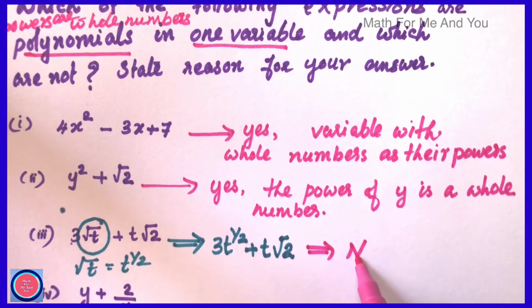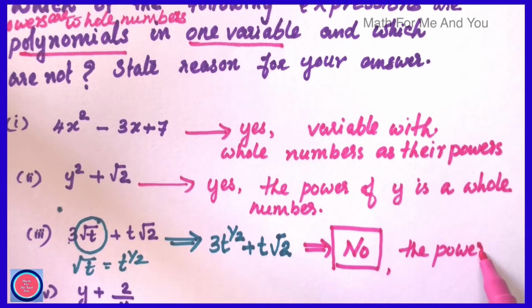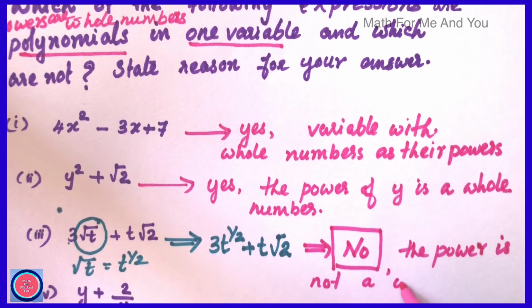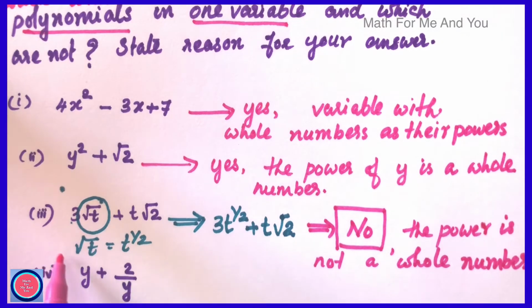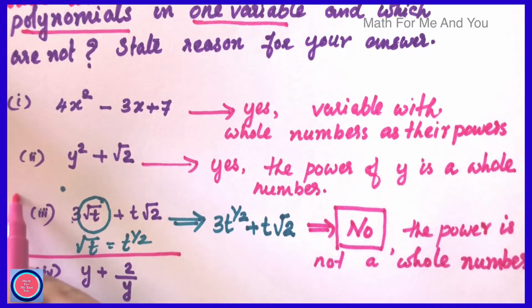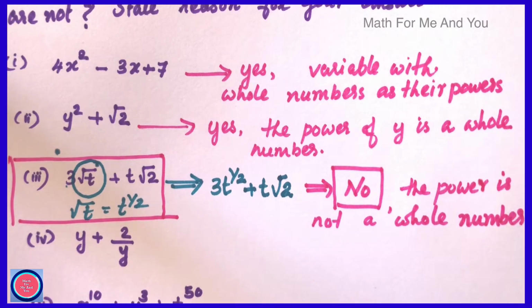The reason is the variable is t, but the power of t is not a whole number. It is 1 over 2, which is not a whole number. From this we understand one more thing: if we see an expression in which a variable has a root, that expression is not a polynomial. So this expression, with its variable under a root, is not a polynomial.